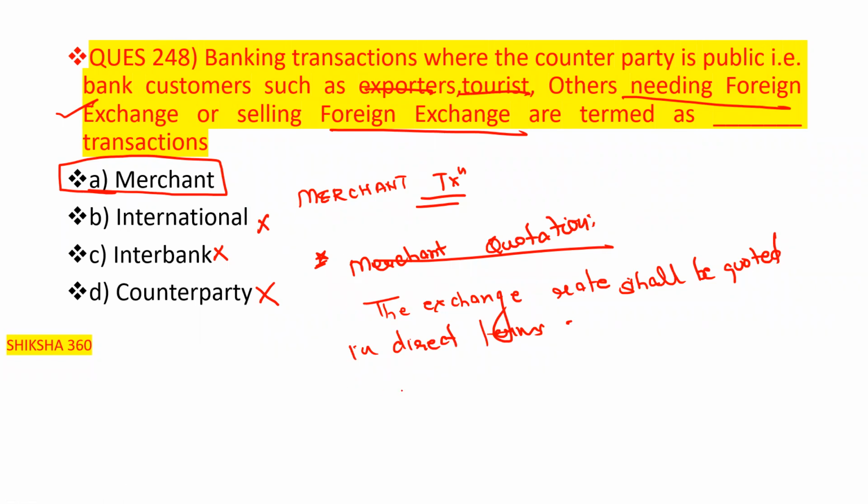Like 1 unit is equal to some rupees. One unit is equal to some rupees and paisa. That is known as the merchant quotation. The exchange rate shall be quoted in direct terms. So please tell fast, is everyone able to understand what is merchant transaction and what is merchant quotation? Now move to the next question.